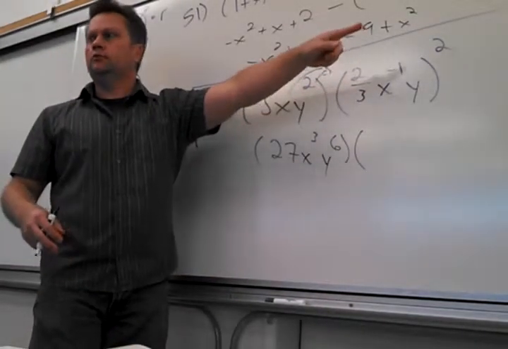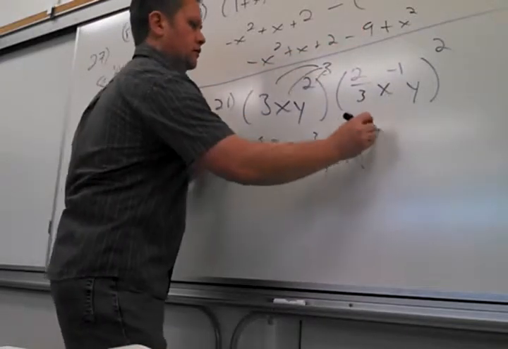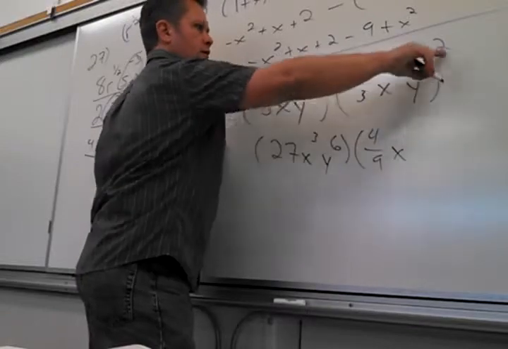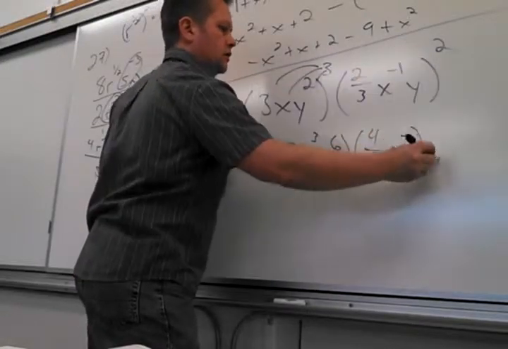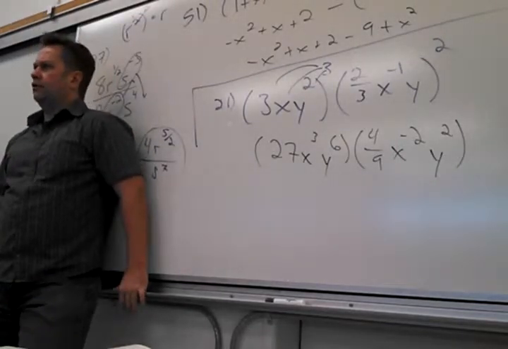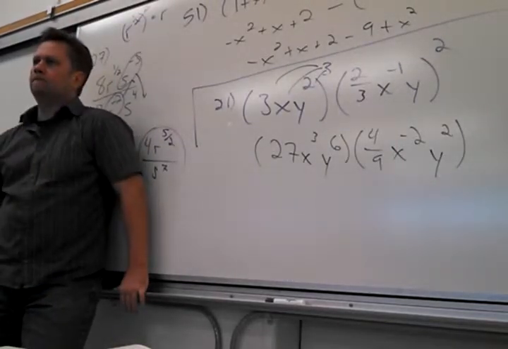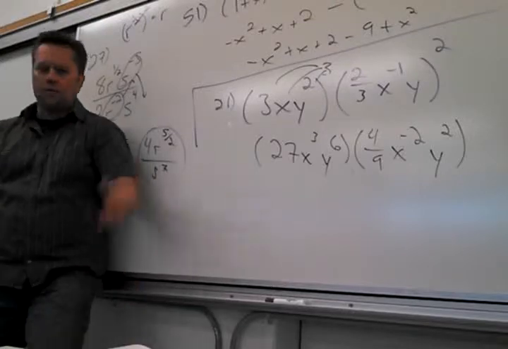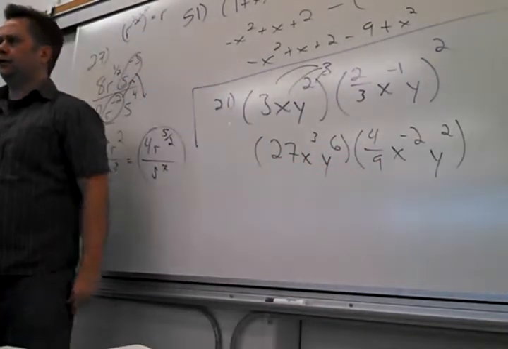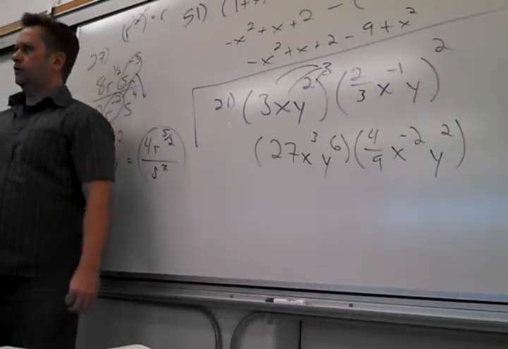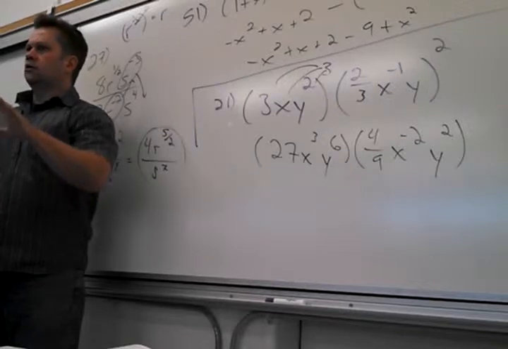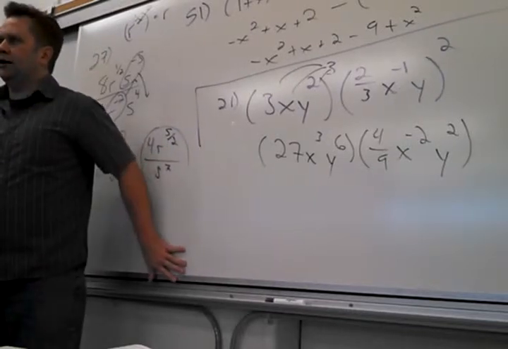So what's 2/3 squared? 4/9. X to the negative 2y squared. All right, I did enough of that problem for you. Now, the last step is to do what? Multiply, right? 27 times 4/9, x cubed times x to the negative 2, and so forth. All right, good. So that's not done. You got one more step there. I'll let you guys do that last step.